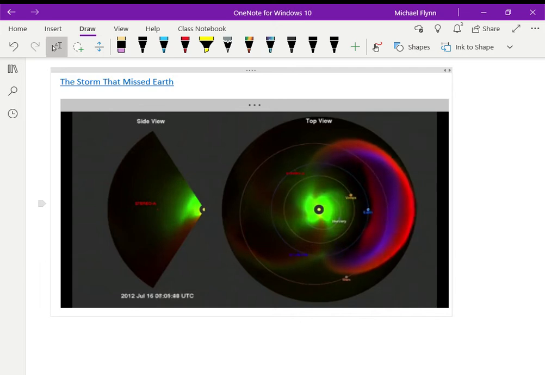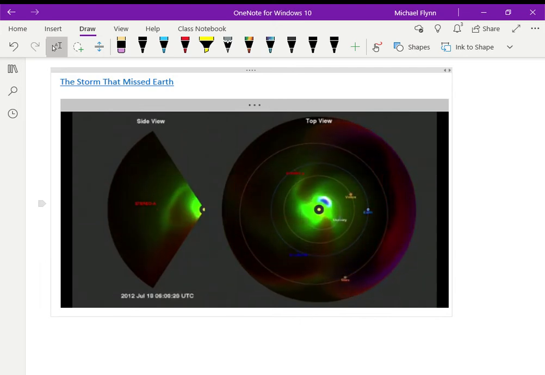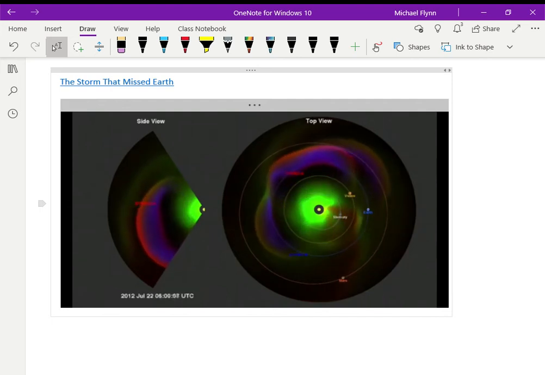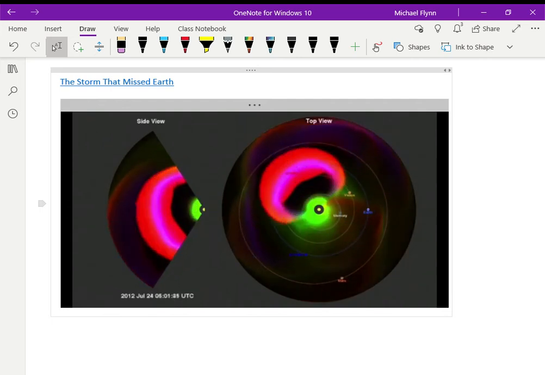So the main event is preceded by a few smaller CMEs, one of which was Earth-directed. It is immediately clear how much larger and faster the July CME is.